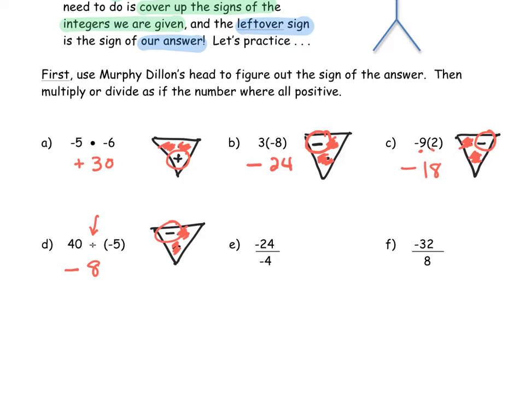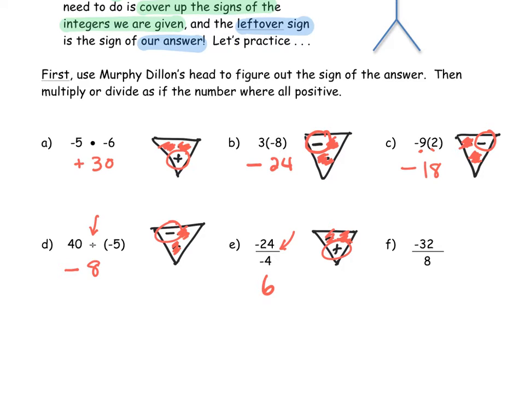Now this is new to us. When we see what looks like a fraction bar, that actually means division. So I'd like you to pause and tell what the final answer is. This is negative 24 divided by negative 4, and we can use Murphy-Dillon again. If you said positive 6, that's correct.